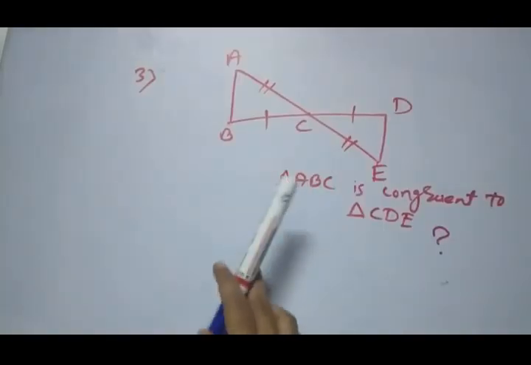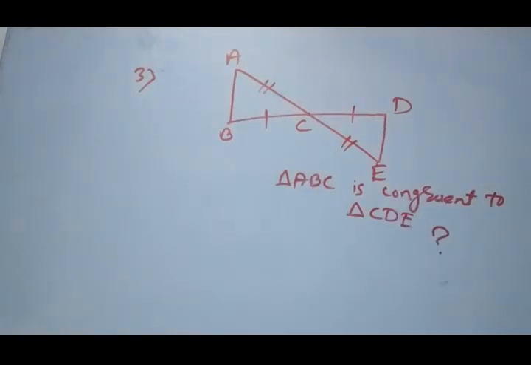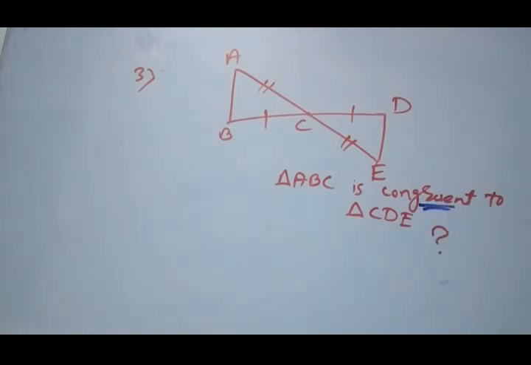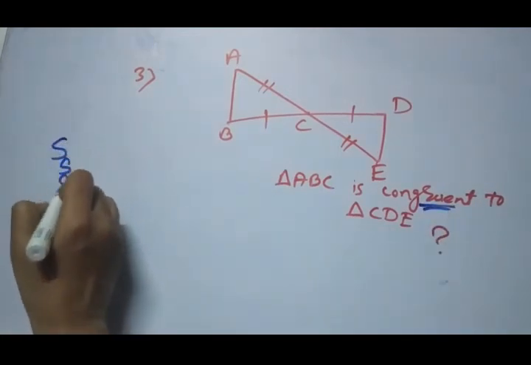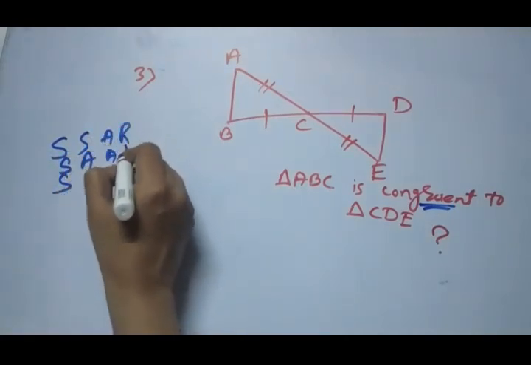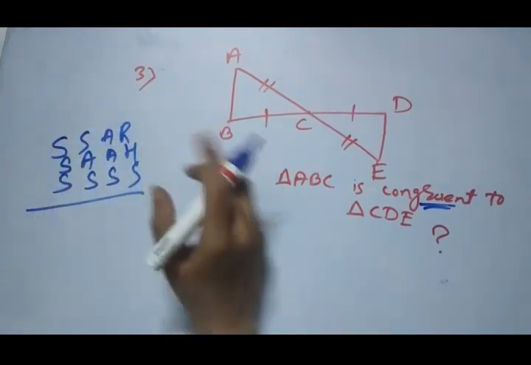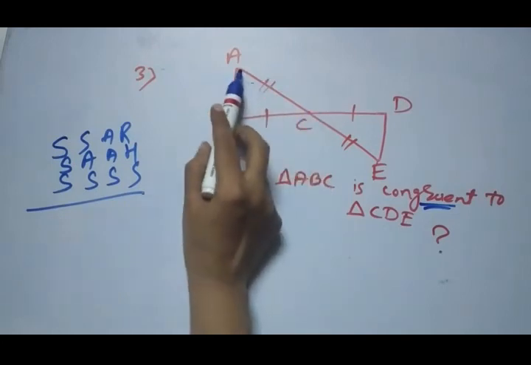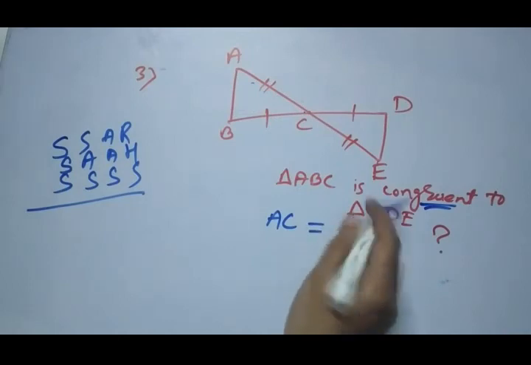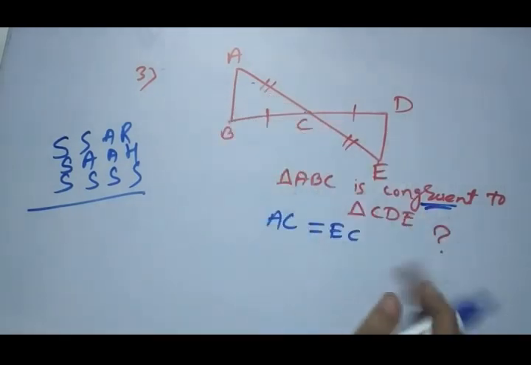Now the next question: given this figure, we have to show that triangle ABC is congruent to triangle CDE. First of all, for congruency we should remember that we have some conditions: it should be SSS, side angle side, angle angle side, or RHS. So you have to check whether these conditions are followed. Here we can see the given sides. Here side AC is equal to CE, so you can write AC is congruent to EC, because the marking shows that these two sides are equal.